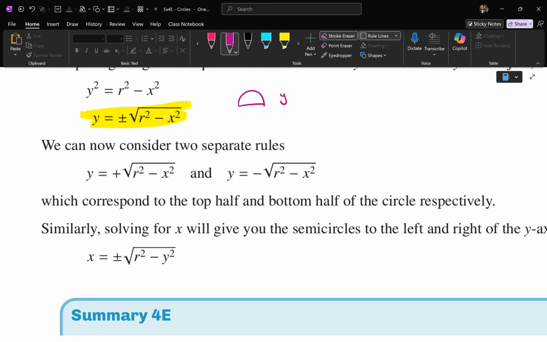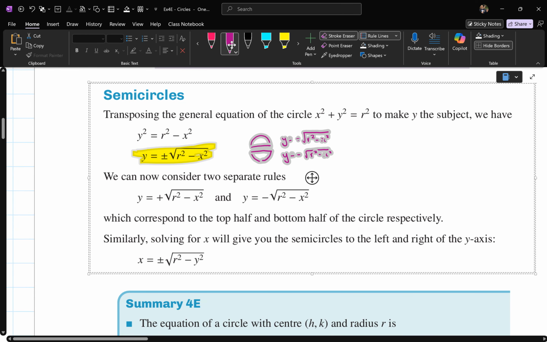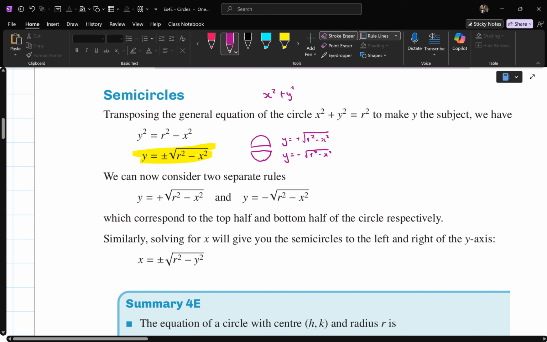That would be y equals the positive square root of r squared minus x squared, whilst the bottom half of the circle is then y equals negative square root of r squared minus x squared. Now what's interesting as well is that you can do the same rearrangement of the original equation, because remember the original equation was x squared plus y squared equals r squared.